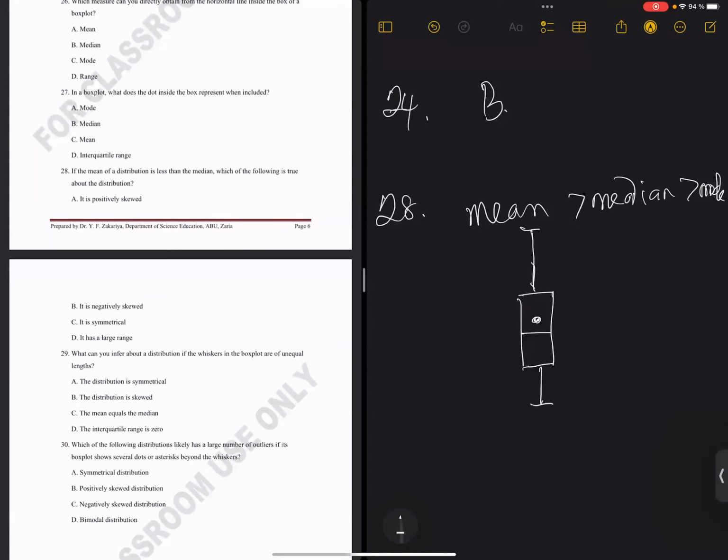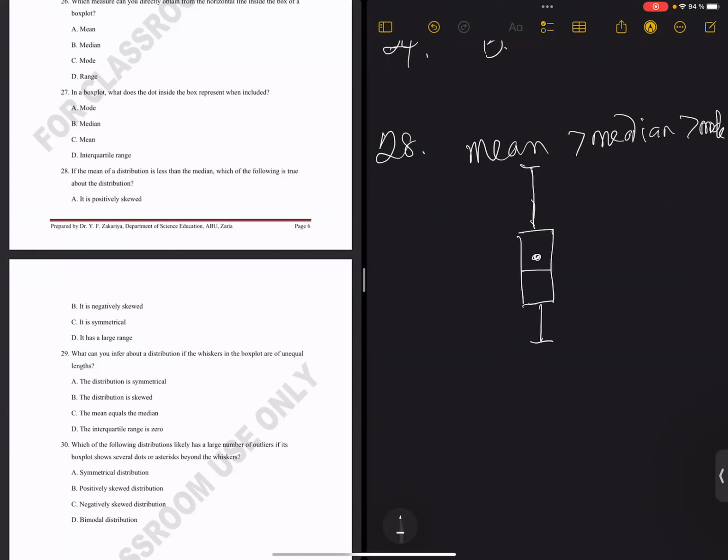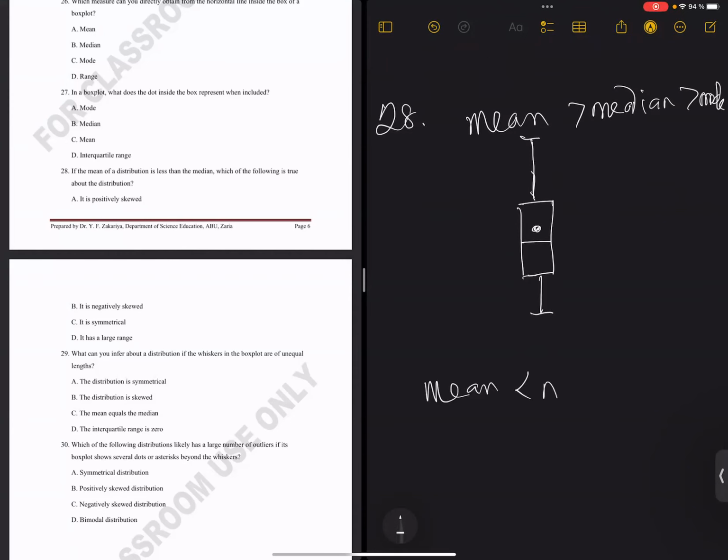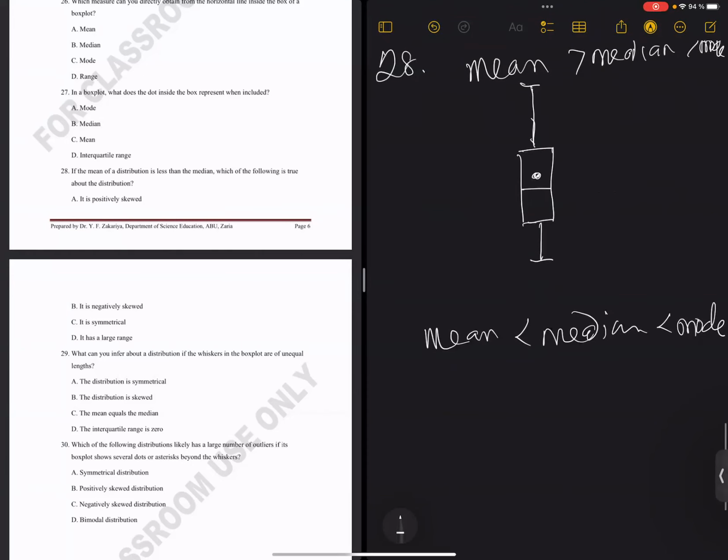If you don't like to use mean greater than the median, look at the whiskers. The upper whisker is longer than the lower whisker. That is positive skewness. So take note: whenever the mean is greater than the median, it is positively skewed. And for negatively skewed, the mean will be less than the median, which will be less than the mode. This is very important.